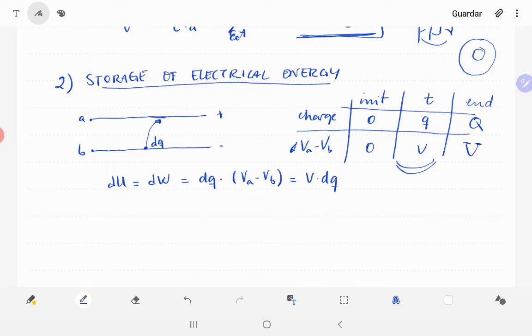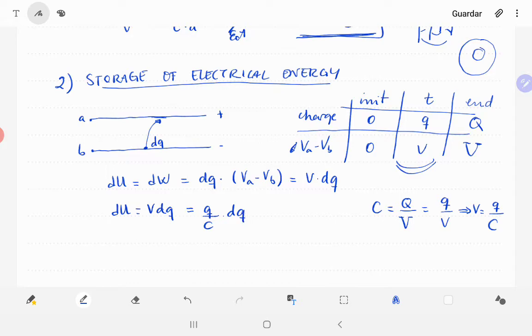Okay, so we know that dU is V dQ, and we also know that the capacitance, which is the ratio between the charge and the potential difference, is valid for the capacitor with any charge. So it is valid when it's totally charged, and it's valid when it's halfway charged. So we can use this and say that here V has to be Q divided by C. So here we have Q divided by C dQ.